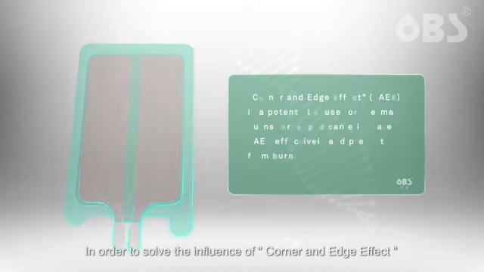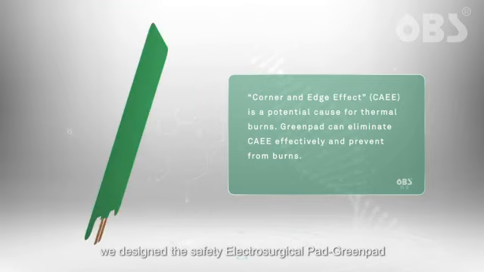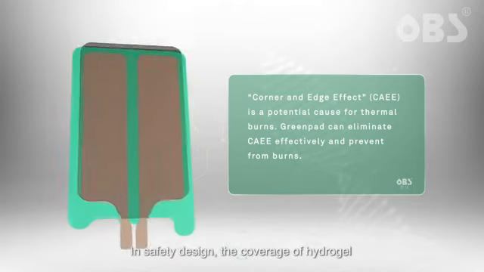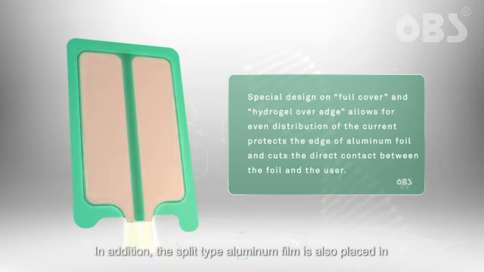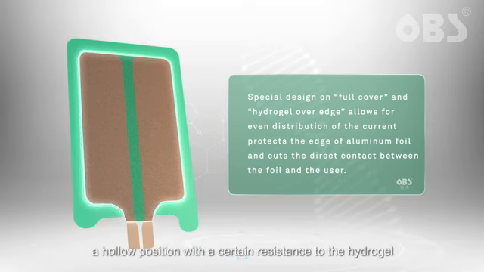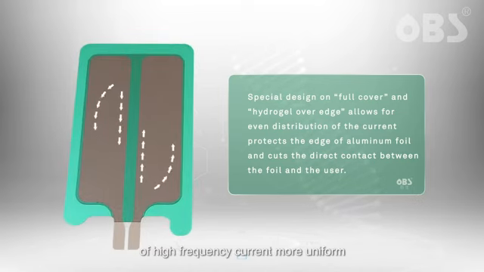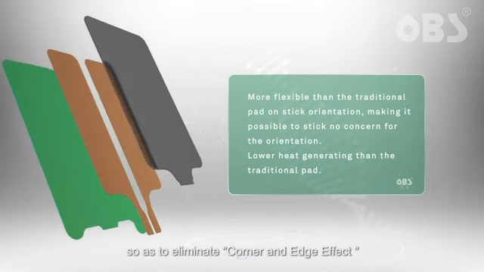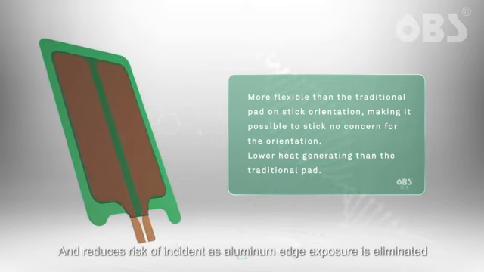In order to solve the influence of the corner and edge effect and avoid burn accidents, we designed the safety electrosurgical pad, Greenpad. In the safety design, the coverage of the hydrogel is larger than that of the aluminum film. In addition, the split-type aluminum film is also placed in a hollow position with a certain resistance to the hydrogel. These special designs make the distribution of high-frequency current more uniform and effectively protect the edge parts, so as to eliminate the corner and edge effect, and reduce the risk of incidents as aluminum edge exposure is eliminated.